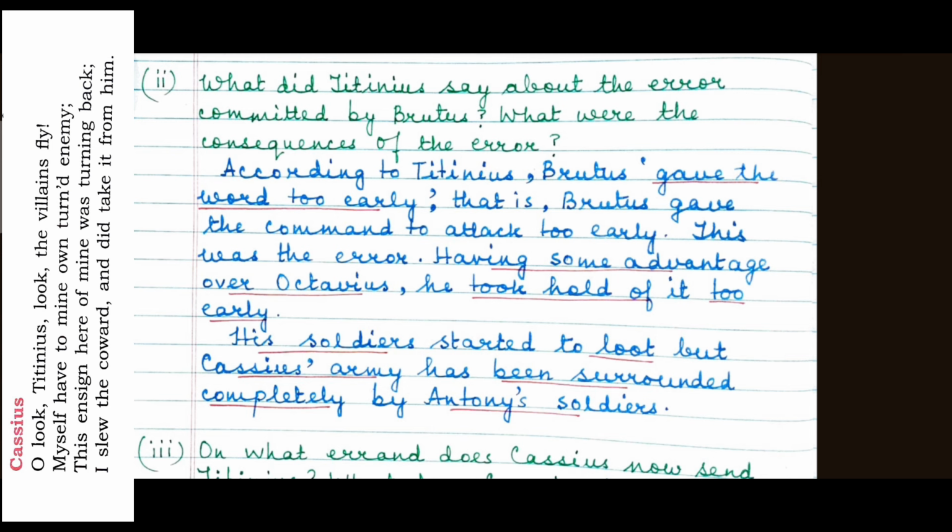According to Titanius, Brutus gave the word too early, a textual quotation and its explanation as well. That is, Brutus gave the command to attack too early, jaldbazi, harbadi. This was the error. Having some advantage over Octavius, he took hold of it too early. And what were the consequences of the error? His soldiers started to loot, but Cassius's army has been surrounded completely by Antony's soldiers.